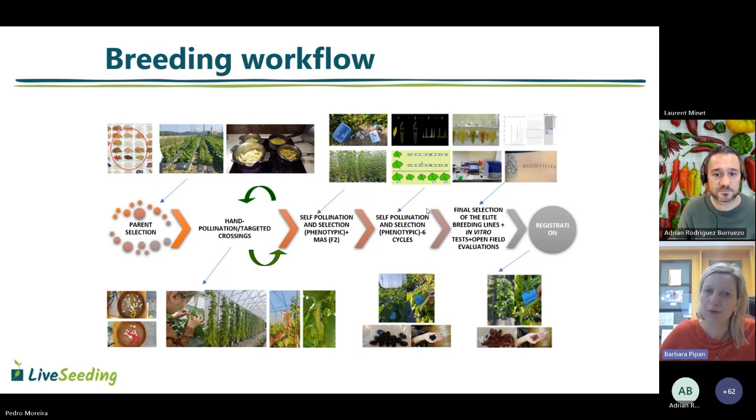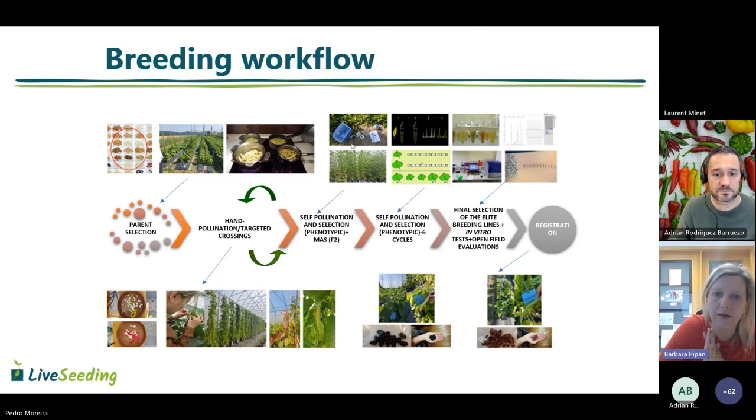So now we will go through the breeding workflow, which starts with the parent selection. We will go into more detail on each specific step in the next slides, but just to have everything on the same level. First and most important is the parent selection, and then when we have the mother and the father, we do the hand pollination, so targeted cross-pollinations, targeted crossings using tweezers and all the equipment needed for that.